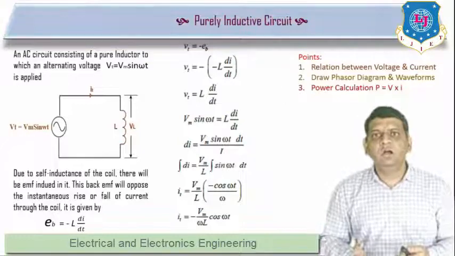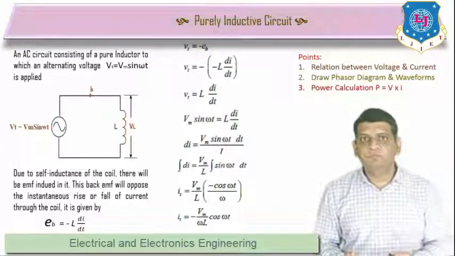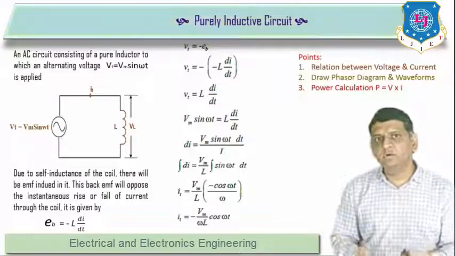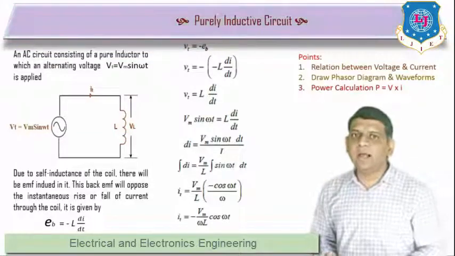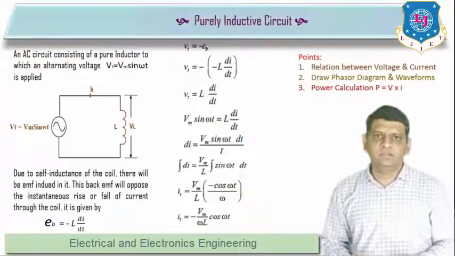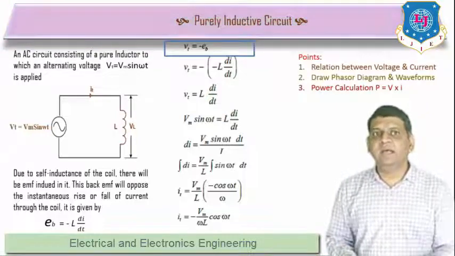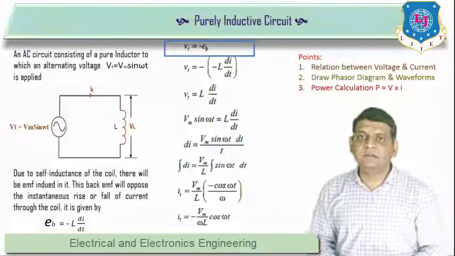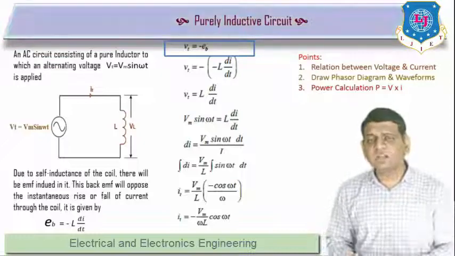We take the integration of di is equal to Vm by L integration of sin omega t into dt. From this, you can find I(t) that is equal to minus Vm divided by omega L into cos omega t. Now here omega L is nothing but we define as the reactance of inductor, that is represented as 2 pi fL, that we will see in a minute.